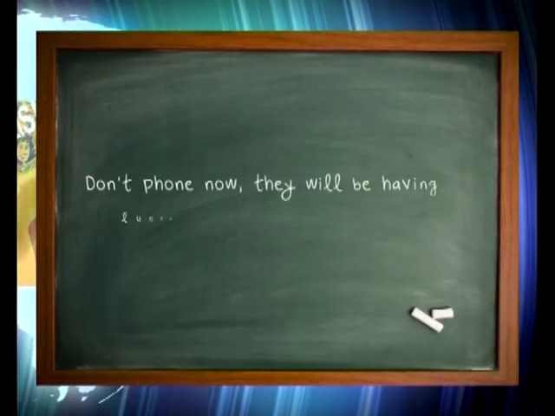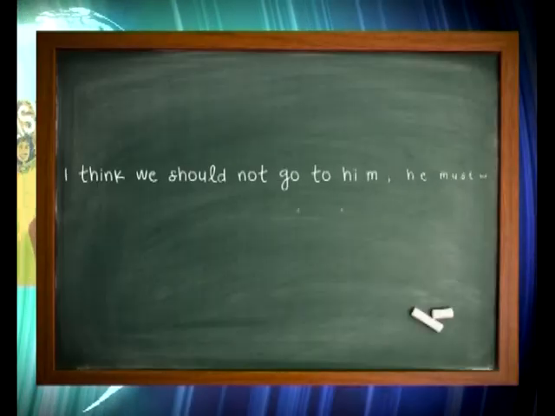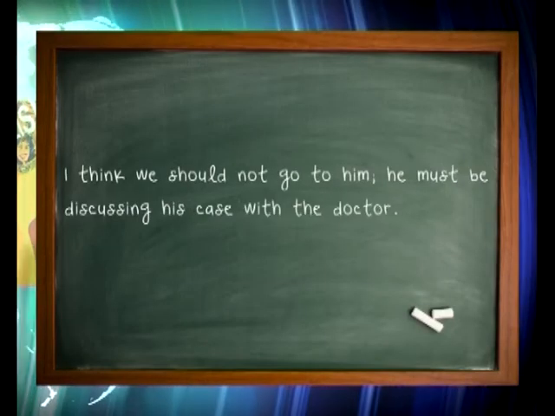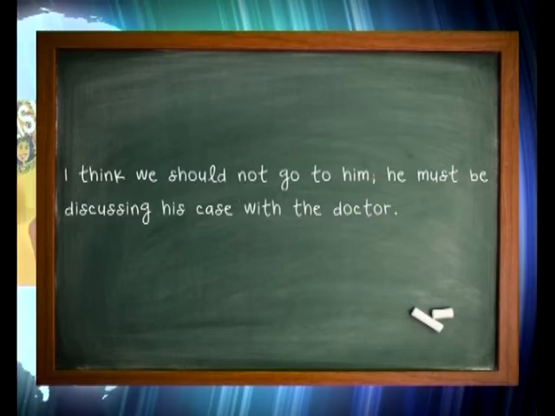For example, don't phone Amjad now. You're imagining that this thing is happening right now, so you should not disturb him because he is taking lunch. I think we should not go to him. Why? He must be discussing his case with the doctor. Interesting, isn't it? So English sometimes becomes quite confusing. Sometimes we use present tense for future. Sometimes we use future tense for present.